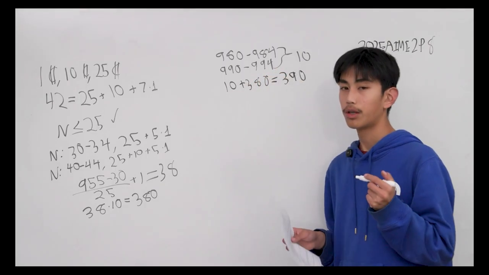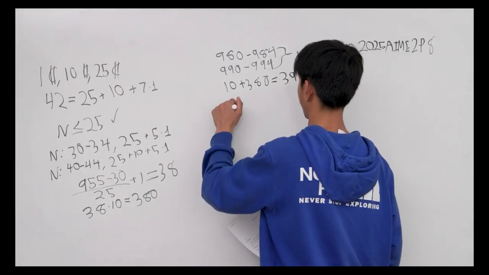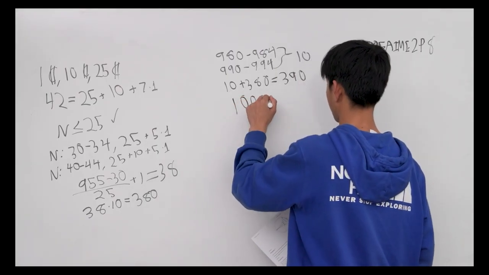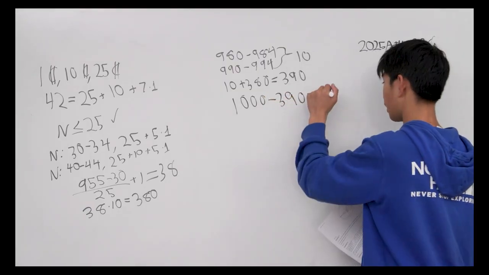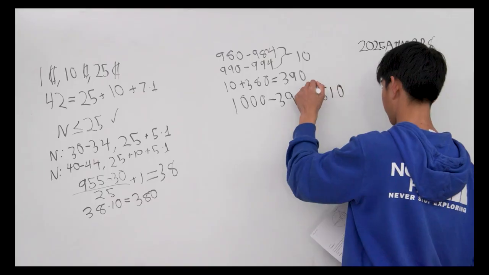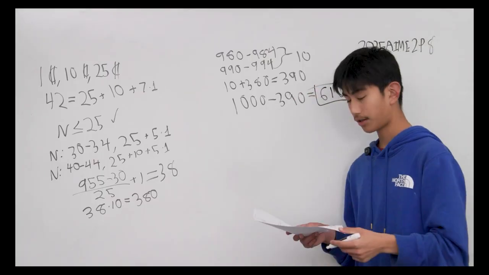So then we have the number of numbers that don't work. We can take the total amount of numbers, which is 1,000, and subtract the number of numbers that don't work, which is 390, to get the number of numbers that work, which is 610. And this is our answer.